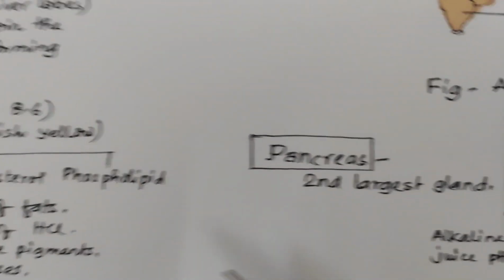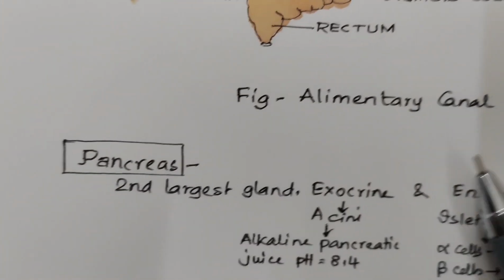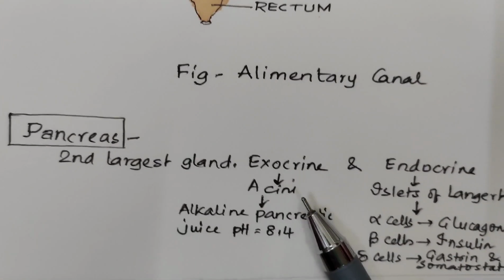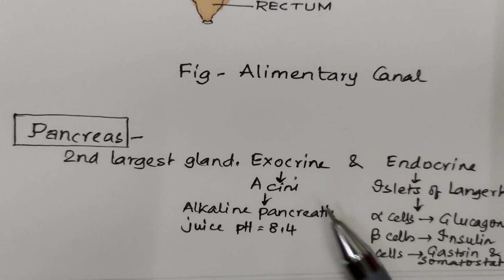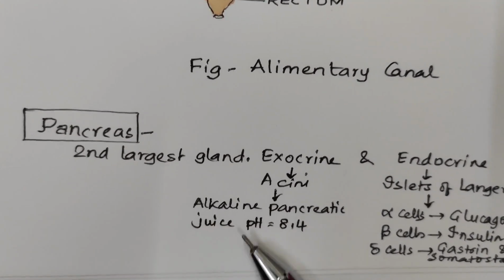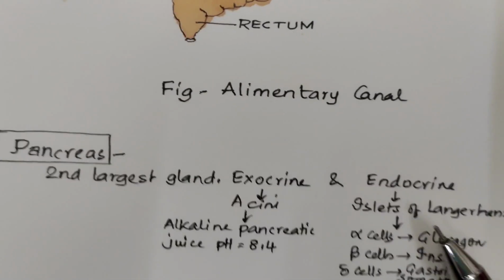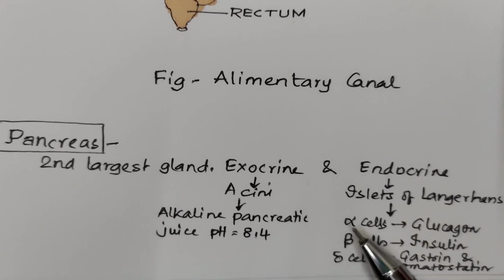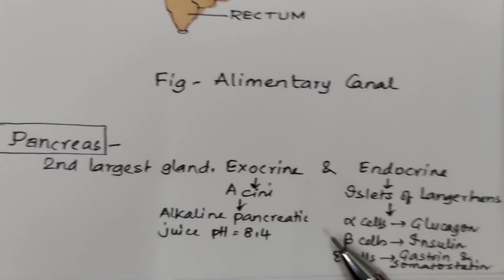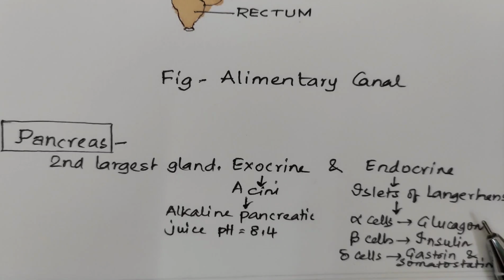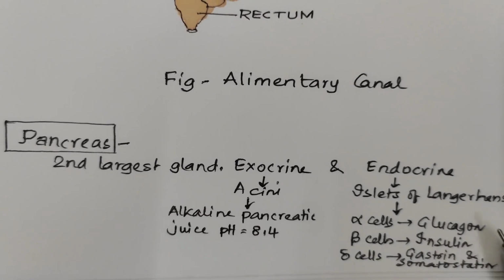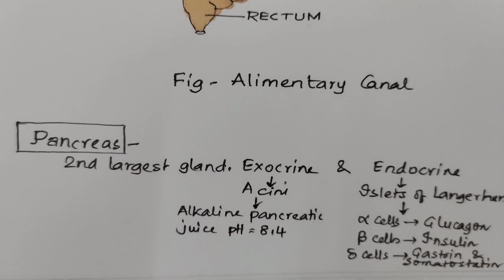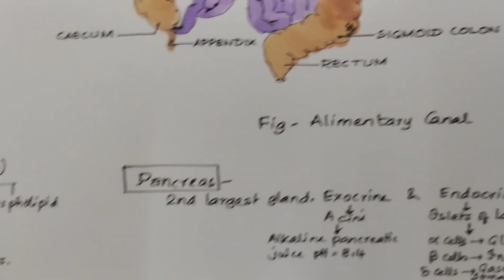Now coming to the pancreas, the pancreas is the second largest gland. It's exocrine as well as endocrine. The exocrine part of the pancreas is called acini, from which alkaline pancreatic juice is secreted. It has a pH of 8.4. And the endocrine part is known as the islets of Langerhans, which contains beta cells, alpha cells, delta cells. The alpha cells secrete a hormone called glucagon, beta cells secrete insulin, and the delta cells secrete gastrin and somatostatin. So these are the parts of the alimentary canal.